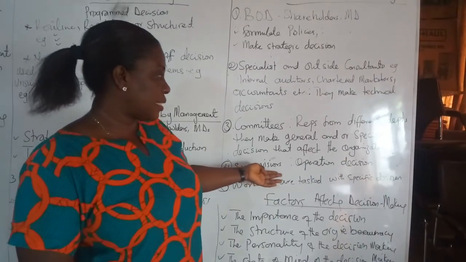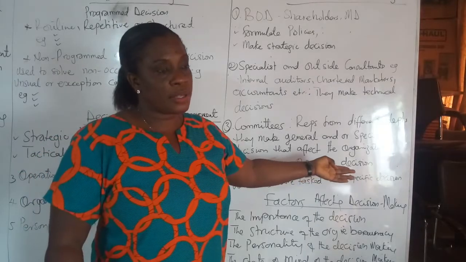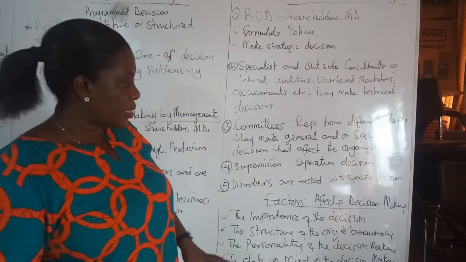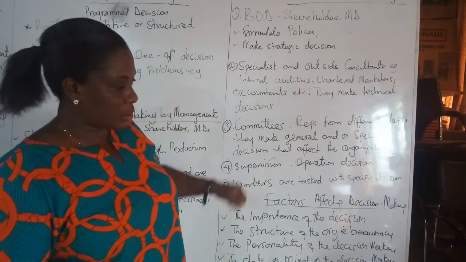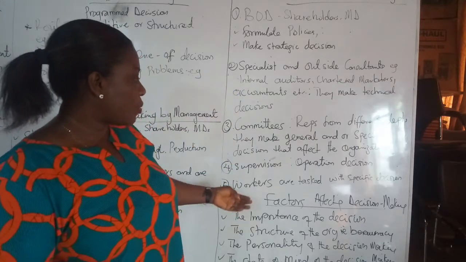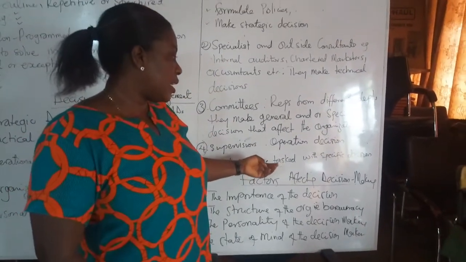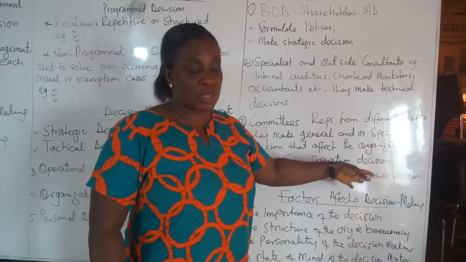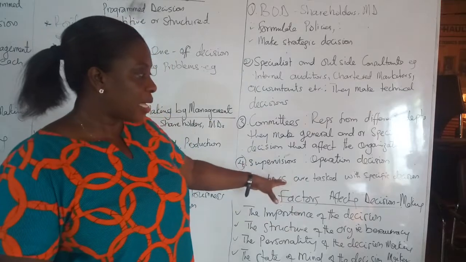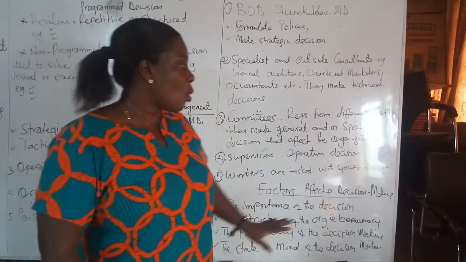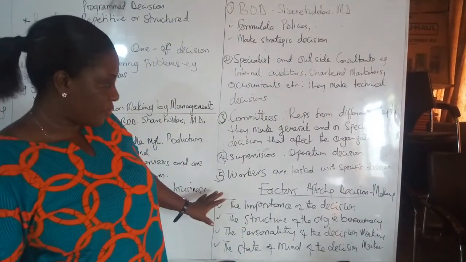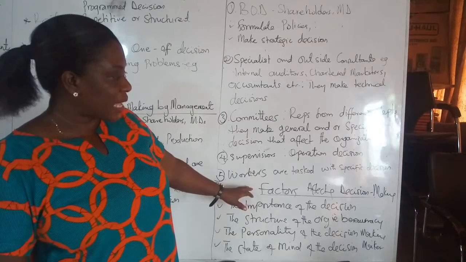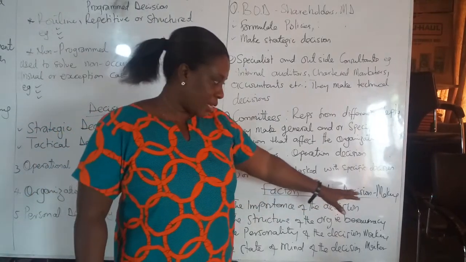Then we have the supervisors. They make the operational decisions. They actually put decisions made into practice. Then we have workers' decisions. They are the individual workers in the organization. They are tasked to do specific work, and they make their own specific decisions on how to go about the work given. Then we have factors affecting decision making.